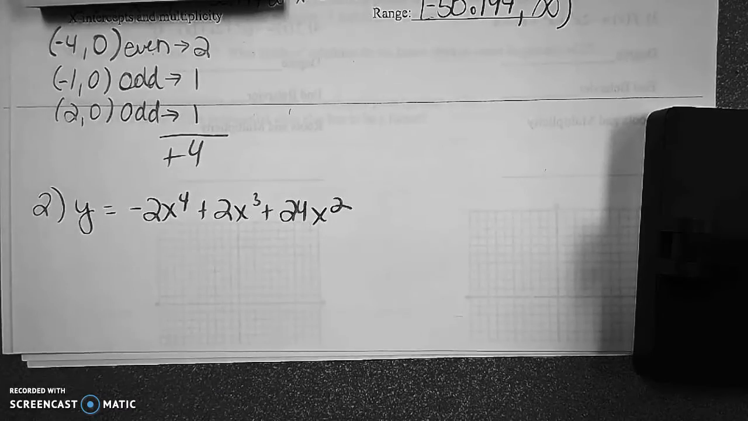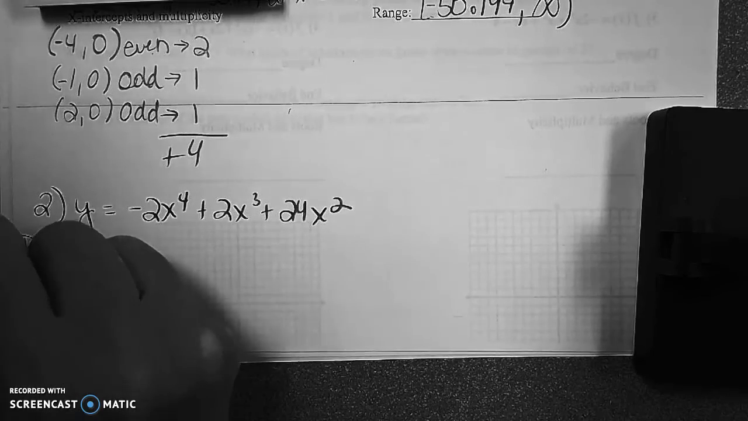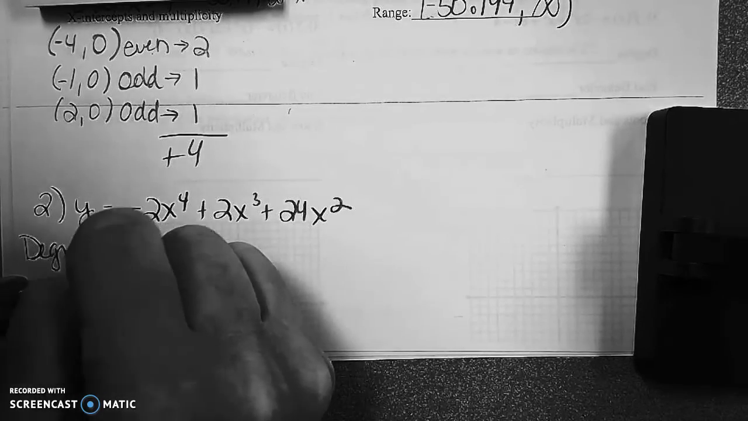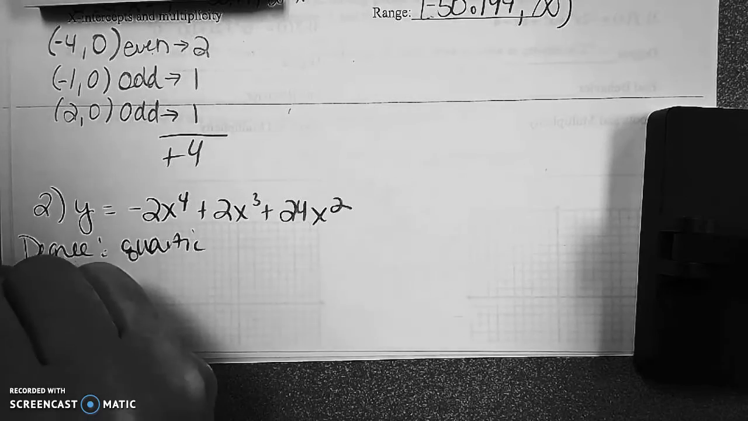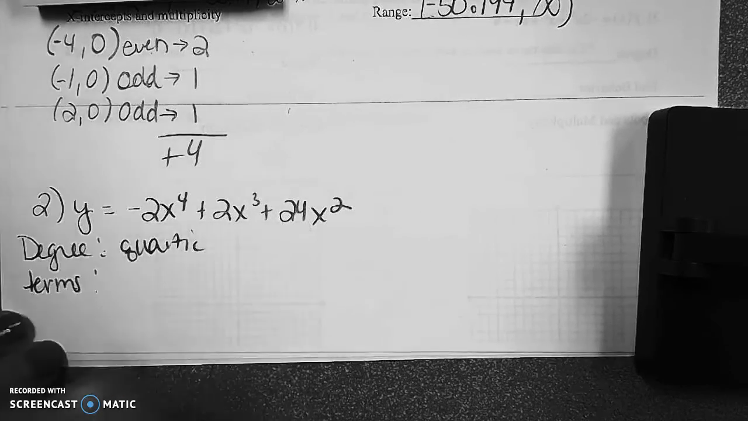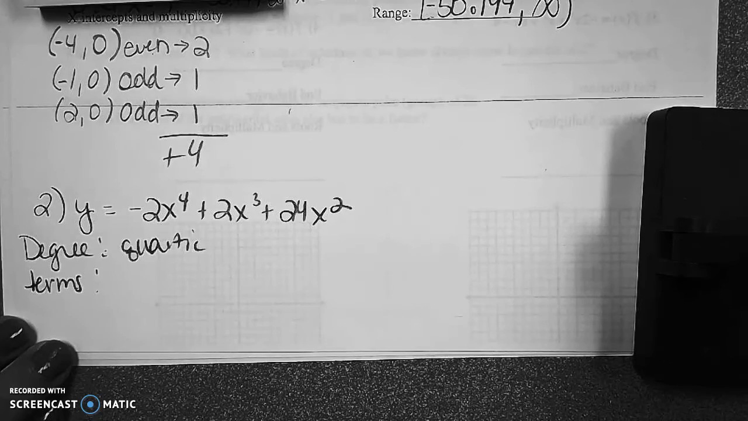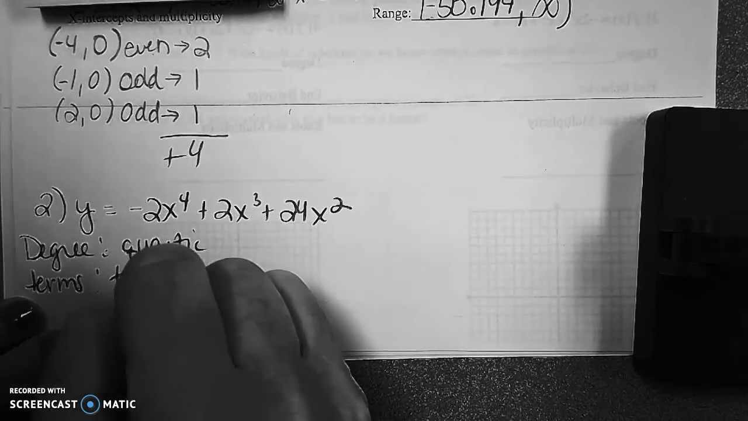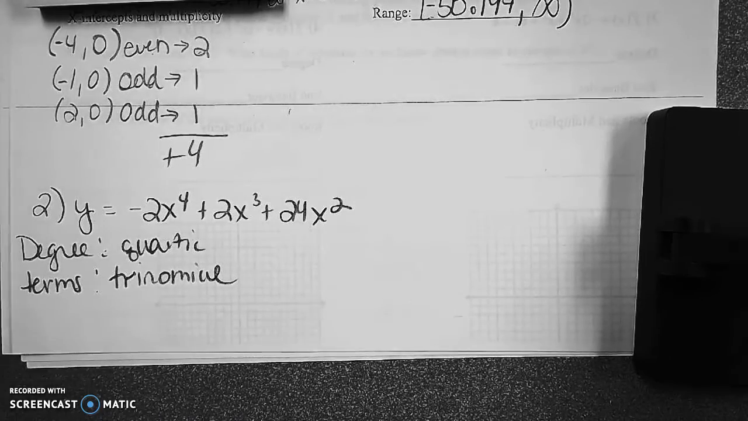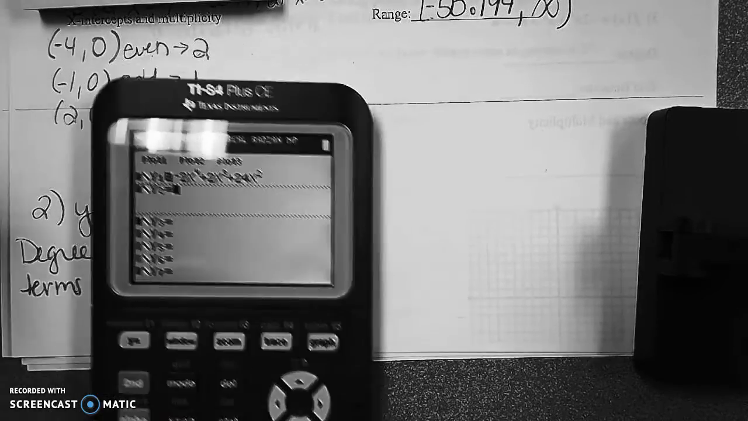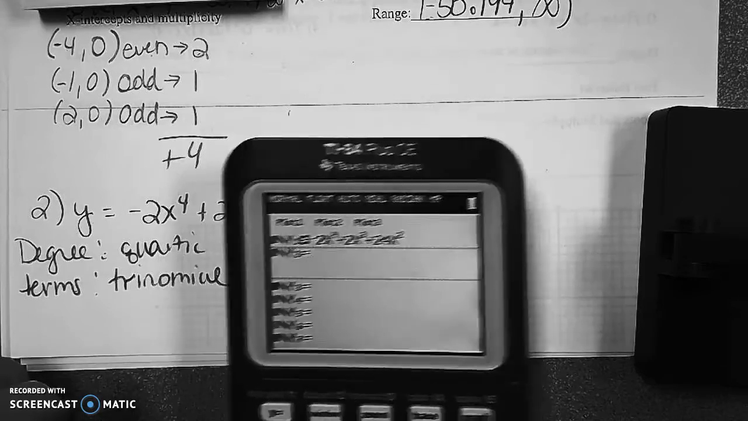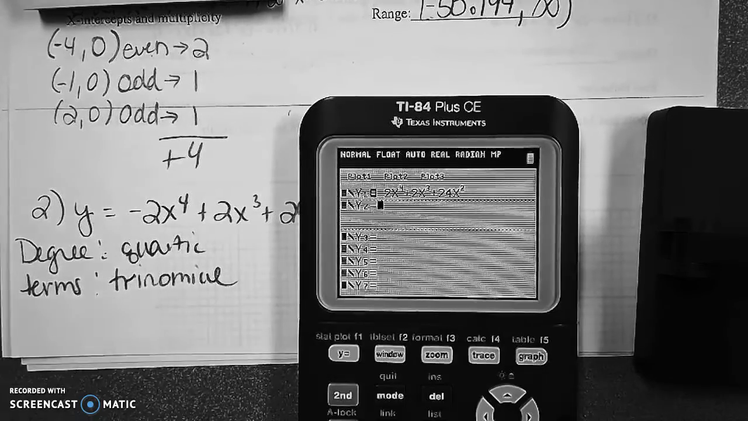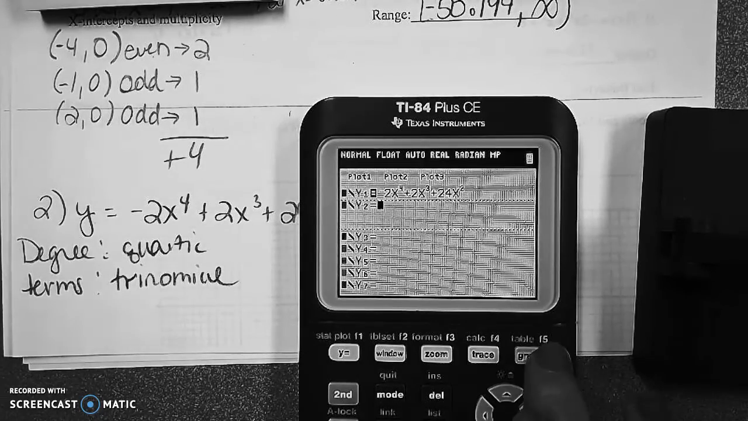This time you're going to try answering a few of these questions. And so I've got a problem here. First off, if we want to classify it by degree, once again, it's a quartic. What would we call the number of terms? If you said trinomial, you got it. So go ahead and go to y equals, okay, that's here. Clear out what's in there and type your function in. I've already done that. So I'm going to go to graph.